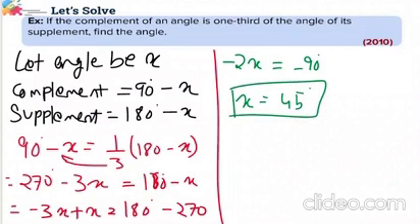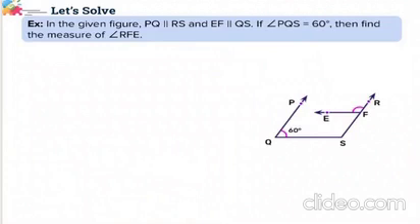Moving towards the next question, that is, in the given figure, line PQ, I'll do it with a highlighter, PQ is parallel to RS. PQ and RS are parallel to one another. And EF and QS are also parallel to one another. Now we have that angle PQS is 60 degrees. So we have to find the measure of RFE. Where is RFE? This angle. We have to find the measure of this angle.